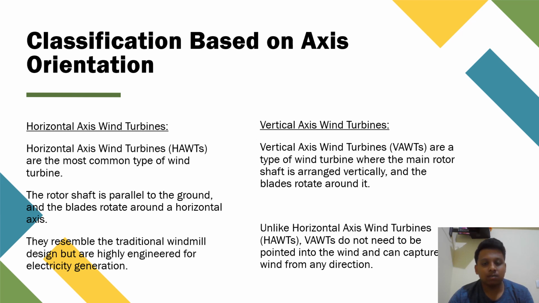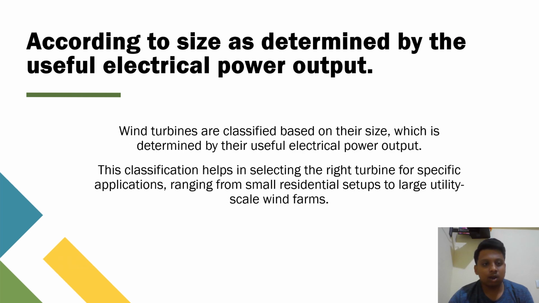Vertical axis wind turbines. Vertical axis wind turbines are another type of wind turbine. The main rotor shaft is arranged vertically and the blades are around it. Unlike the horizontal axis wind turbines, vertical axis wind turbines do not need to be pointed into the wind and can capture wind from any direction. Now let us look into the next one, according to the size as determined by the useful electrical power. First we'll look into the introduction.